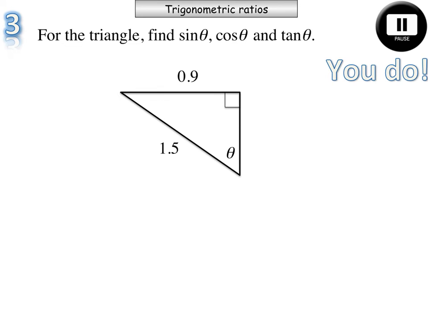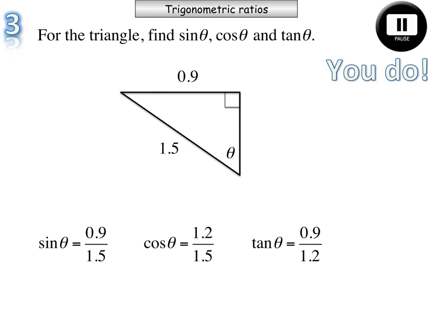Okay, so I'll get you to do this question. Pause the video and find out what the three ratios are. I hope you got those three sine, cos and tan ratios. If you didn't, just work out what this missing side is. It should be 1.2, and then find out the three ratios.